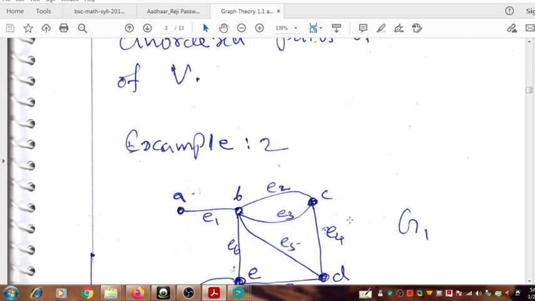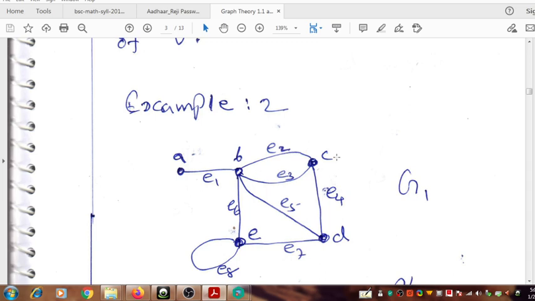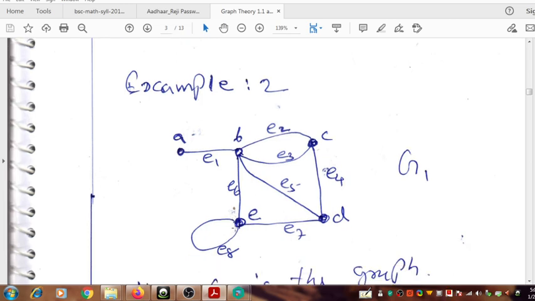Example 2. This one is the first example of a graph, but in the order of the examples in this material, it comes as the second example. In this figure, you can see some dots. The dots are labeled A, B, C, D, and E. Edges are also present in the figure, and the edges are also labeled. Here you can see the first edge, E1.